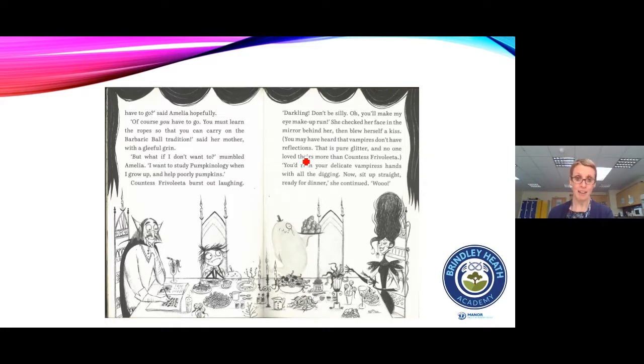Oh, so she's got a caring side to her, hasn't she? And she loves pumpkins.